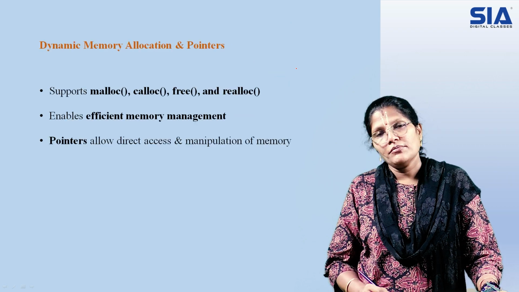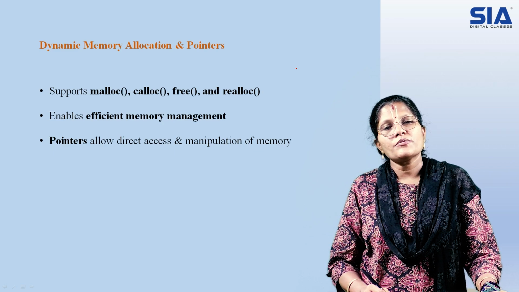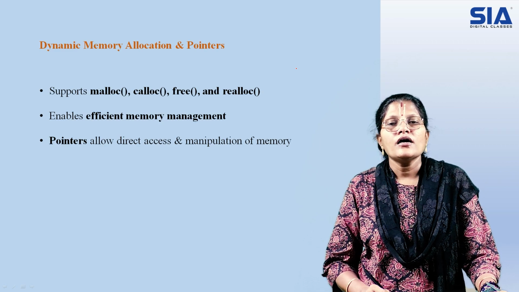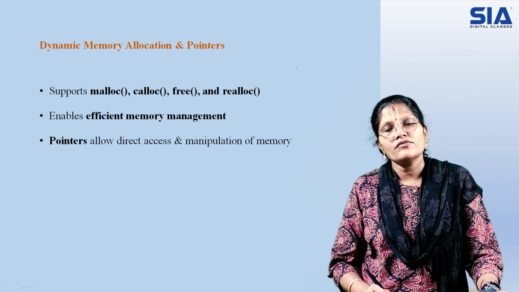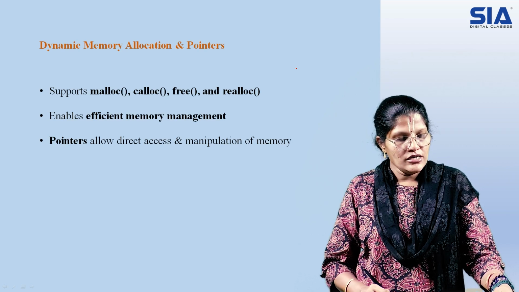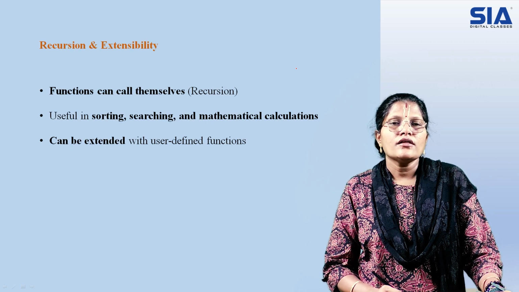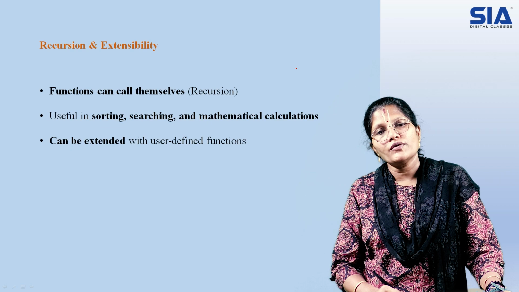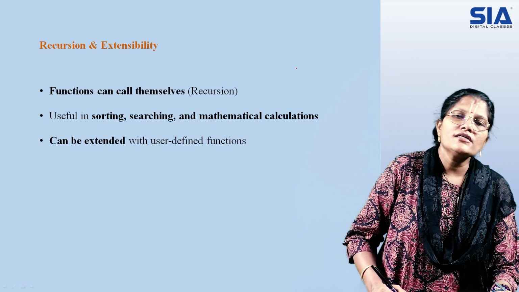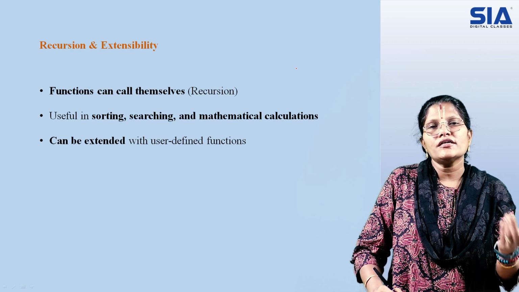Now, when you talk about DMA, the functions are malloc, calloc, free, and realloc. These are the supporting functions given for the DMA options. At the same time, there is a pointer concept, where it will have direct access and manipulation of the memory. Next is recursion. What is recursion? Recursion is where the function calls itself until it completes a particular task. Once the task is given, it is able to execute easily.